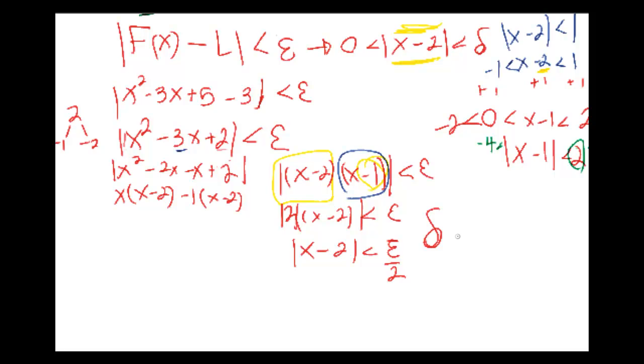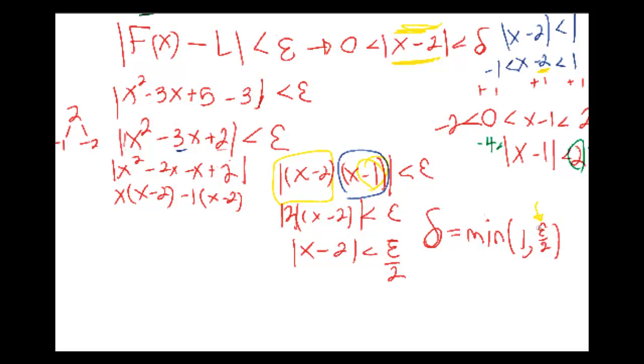But since we picked an arbitrary value of 1 for delta earlier, to find that new delta, we have to use what's called the min function. And the min function's job is to pick the smaller of the two choices. So depending on what epsilon is, you end up with either 1 or epsilon over 2.